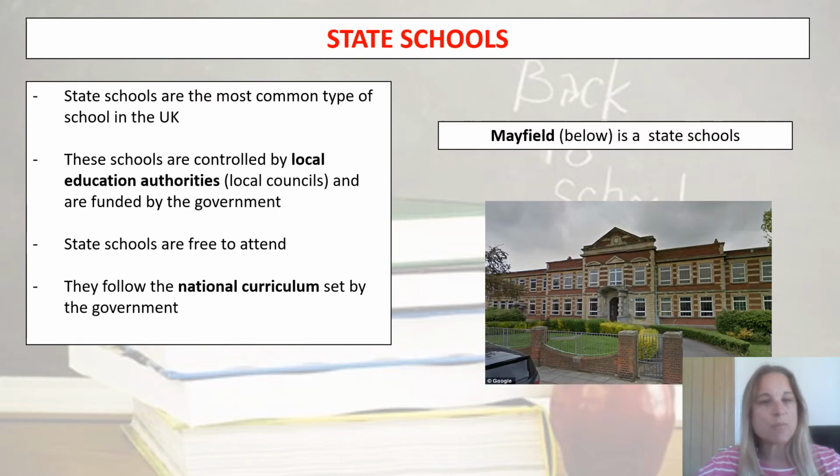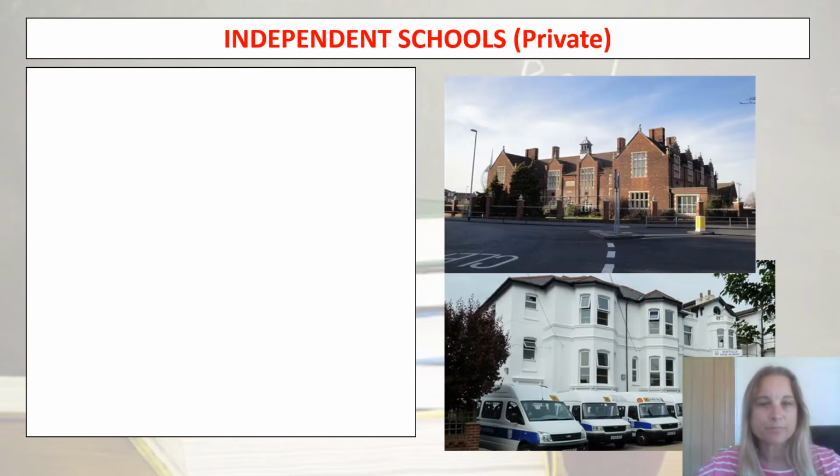So state schools are the most common type of school in the UK. These schools are controlled by local education authorities or councils, like for us, Portsmouth City Council, and they're funded by the government. They're free to attend and they follow the national curriculum. So an example of that local to us would be Mayfield.